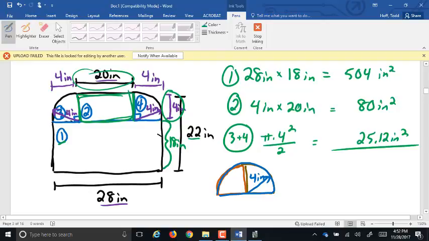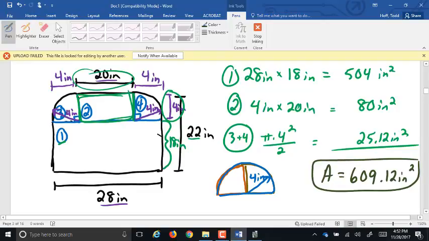So if we add that all up, that gives us a total area of 609.12 inches squared. Time for you guys to try one.